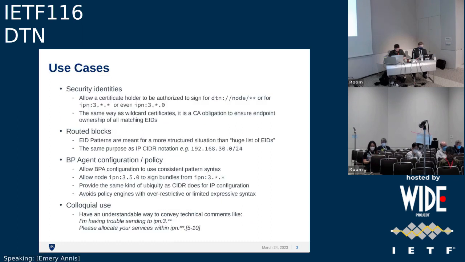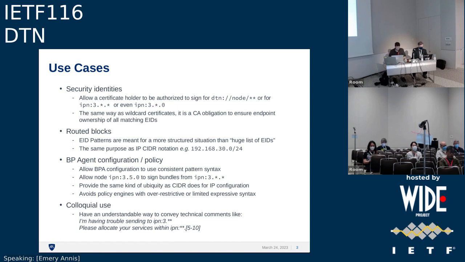So here are 4 use cases, and there's probably more, that sort of motivate why this patterning should be or could be useful. Number one, security identities. If we don't have a way to reference a group of EIDs, especially when you're looking at things like signing a certificate, something like that, and if it's not kind of standardized across the community, then that means there could be faults, and that's very bad with regards to security and signing of components.